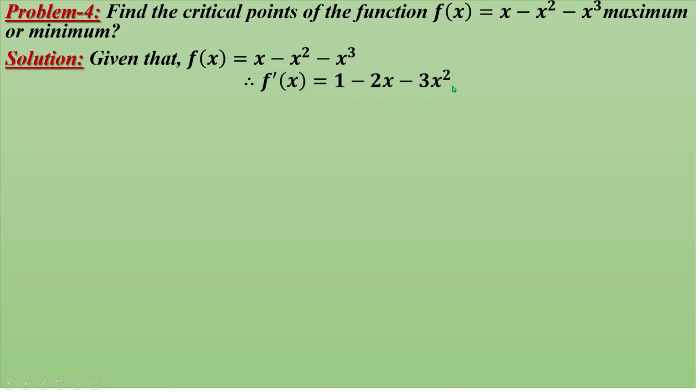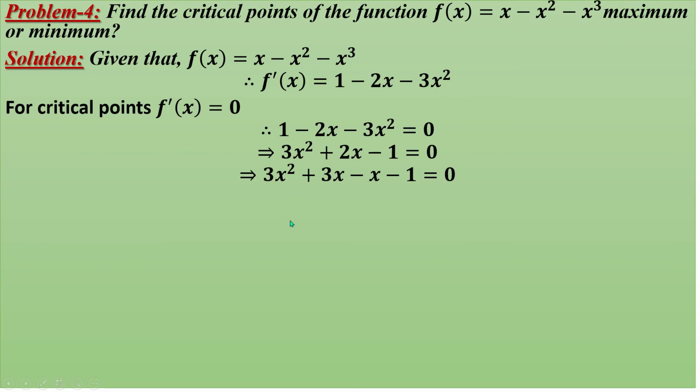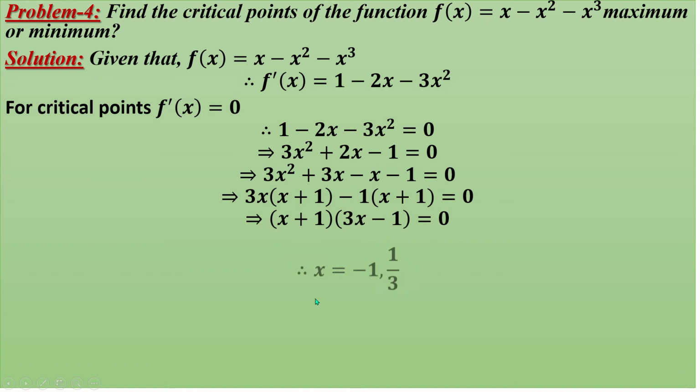First derivative will be this. For critical points, the first derivative will be 0. That means 1 minus 2x minus 3x square equals 0. This implies this. After calculation, we'll get this, and finally we'll get x is equal to minus 1, comma, 1 by 3.